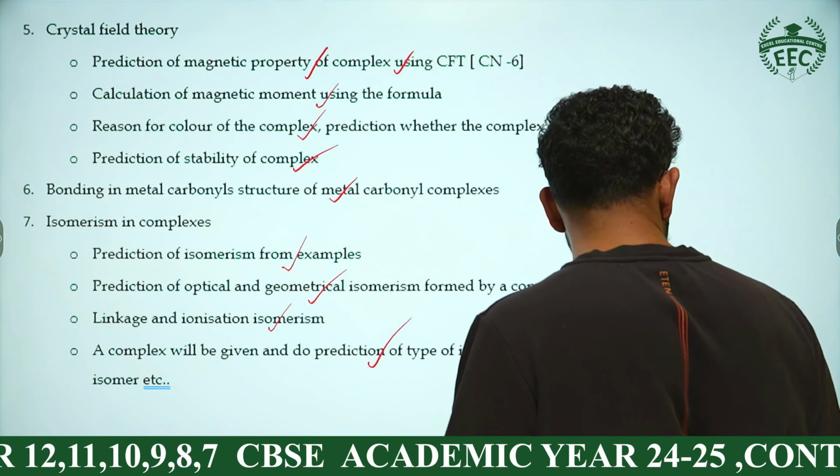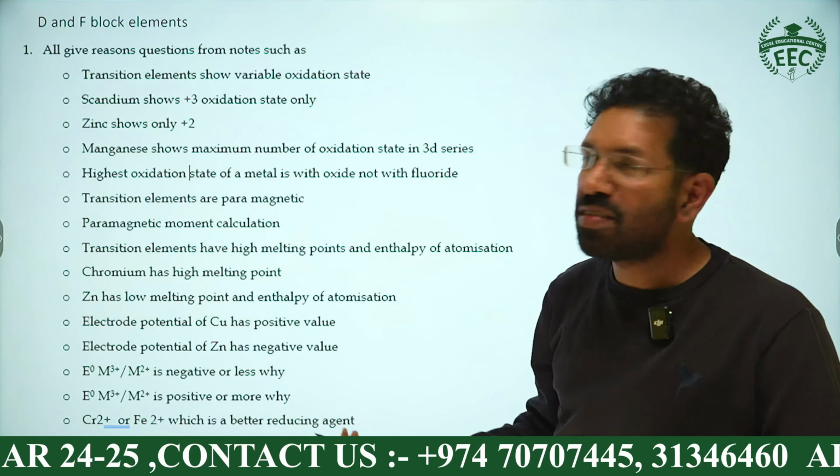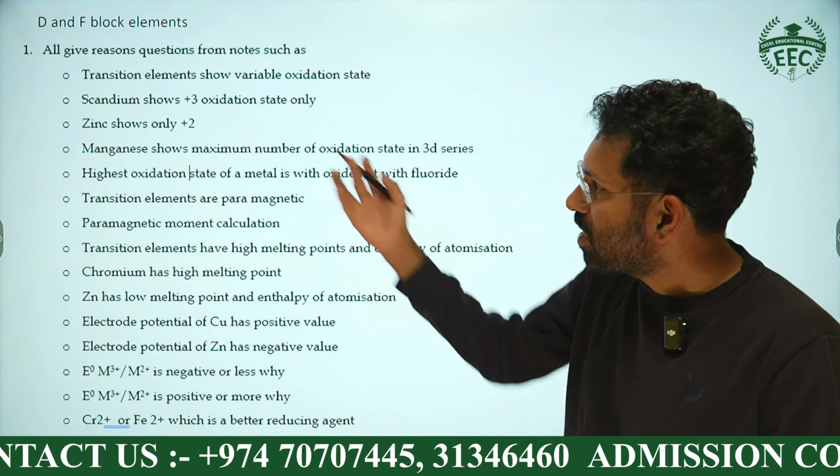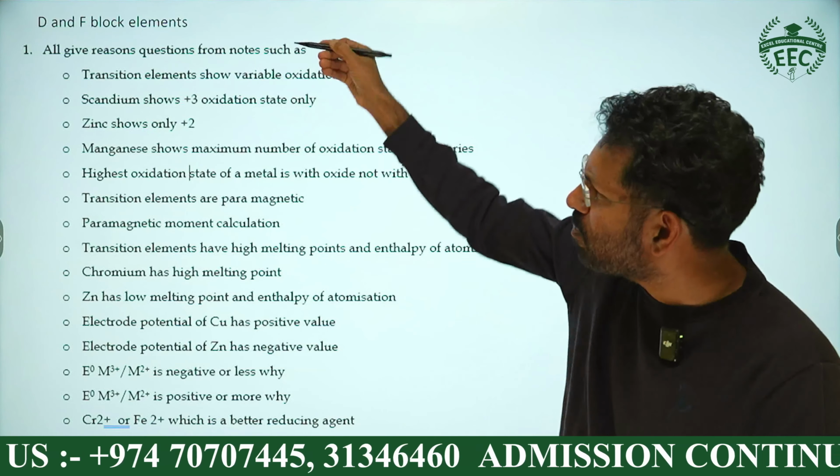Next chapter, d and f block elements. As you know, this is a very easy chapter. Give-reason questions are mainly important. You have to go through this. Transition elements show variable oxidation states. Why? Scandium shows +3 only. Zinc shows +2 only. Manganese shows the maximum number of oxidation states. These are the repeated questions in the board.